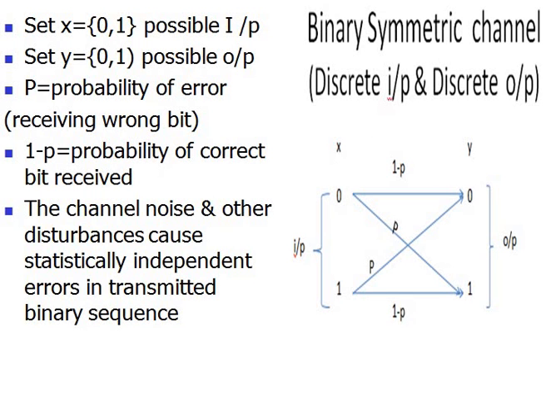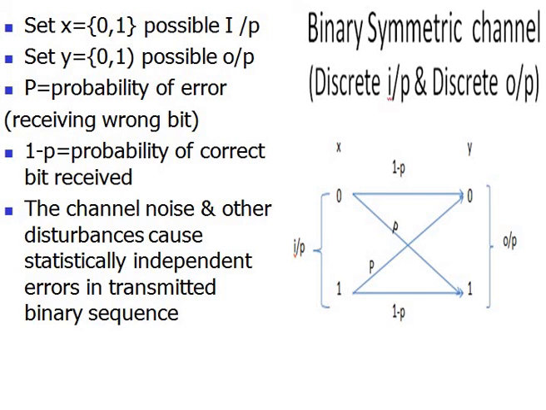The same thing can be used by a symmetric channel also, where the set of input X consists of 0 and 1 and the set of Y consists of 0 and 1, that is in binary form. Two sets are given here for input as well as output. Probability of error, that is receiving a wrong bit, can be considered as P. Therefore, 1 minus P is the probability to receive the correct bit. The channel noise and other disturbances cause statistically independent errors in the transmitted binary sequence.